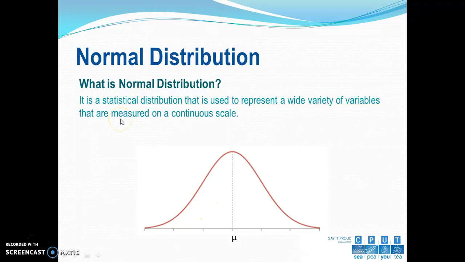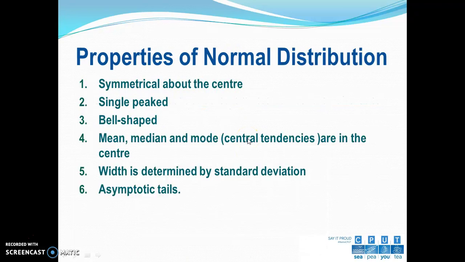In a quality environment, examples of normally distributed variables are time to accomplish a task, measurement errors, or dimensions of mechanical parts. The following picture depicts a typical normal distribution curve. So let's jump into the properties thereof.